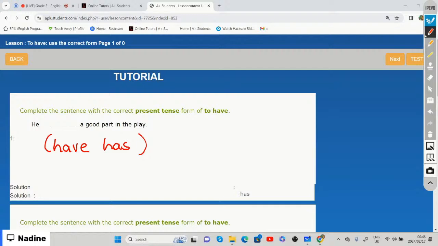Okay, so we need to complete the sentence with the correct present tense form of to have. Are we going to say he have a good part in the play or he has a good part in the play? All right, so we will basically say he has a good part in the play.